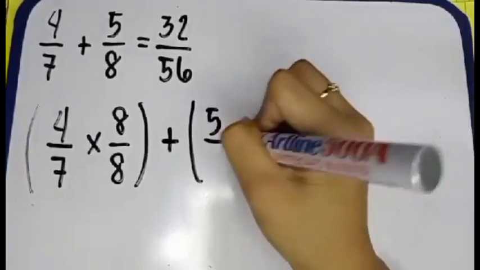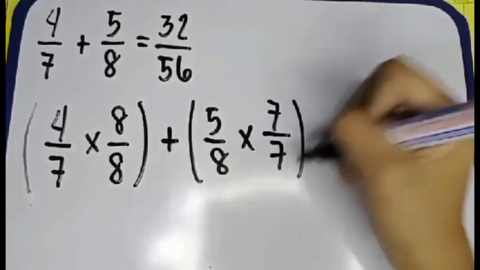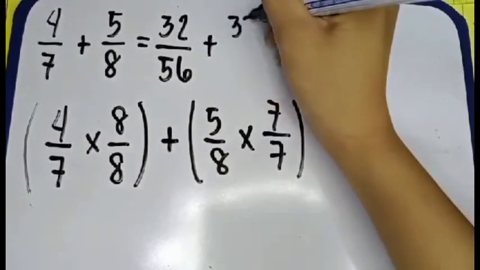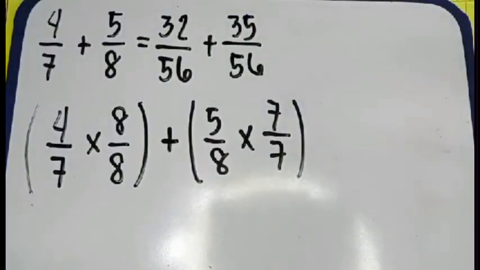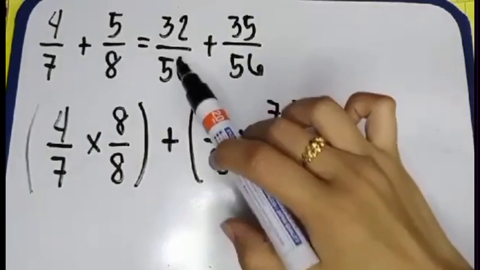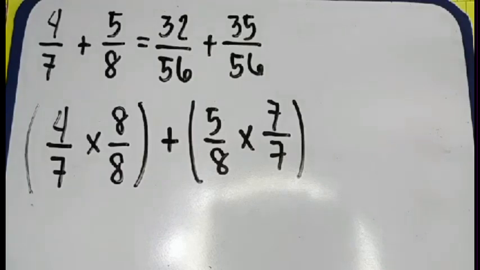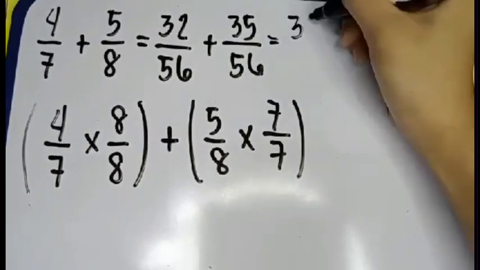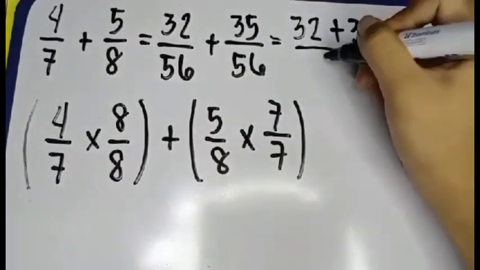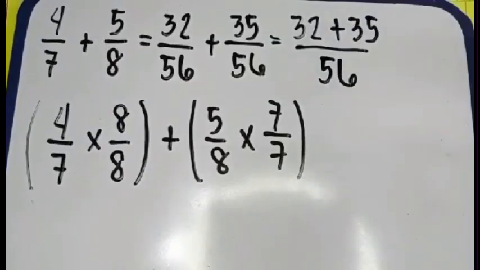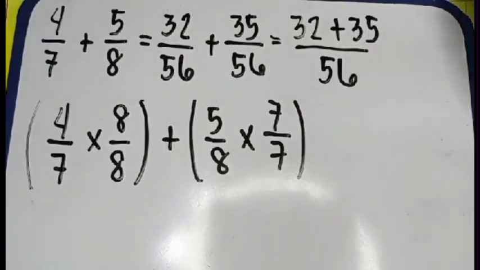5 over 8 times 7 over 7 is equal to 35 over 56. Now we have the same denominator: 32 over 56 plus 35 over 56. So let's just add our numerator, 32 plus 35, then just simply copy our denominator, which is 56, and 32 plus 35 is equal to 67.